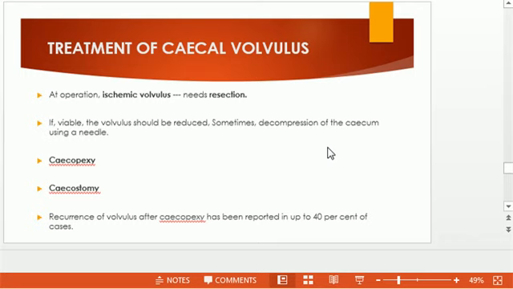Cecopexy and cecostomy. These are the two procedures which are done. Recurrent volvulus after cecopexy has been reported in up to 40%. Cecopexy means when you fix the cecum in the right iliac fossa. And cecostomy, when we do a tube cecostomy, a tube is put in this distended cecum, and that will fix the cecum in the right iliac fossa with the wall. But recurrence of volvulus after cecopexy can occur, in up to 40% of the cases.